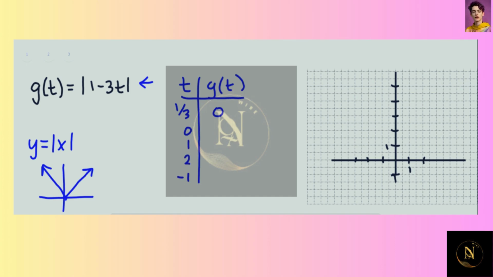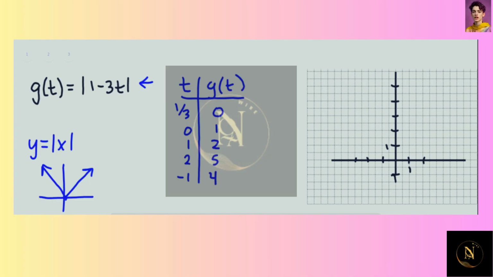So for 0, we end up with the absolute value of 1, which is 1. For 1, we end up with the absolute value of -2, which is 2. For 2, we end up with the absolute value of -5, which is 5. And for -1, we end up with the absolute value of 4, which is 4.